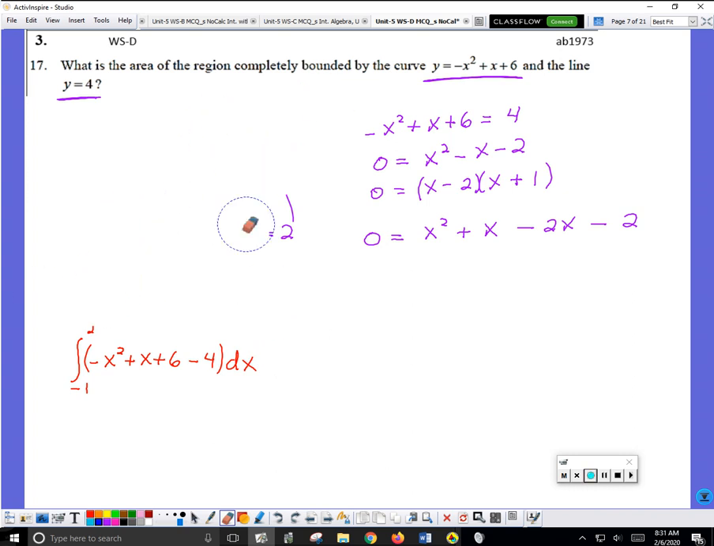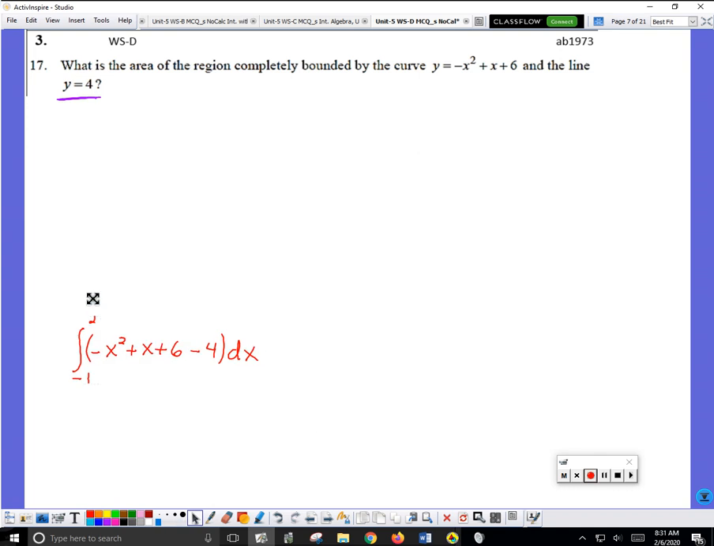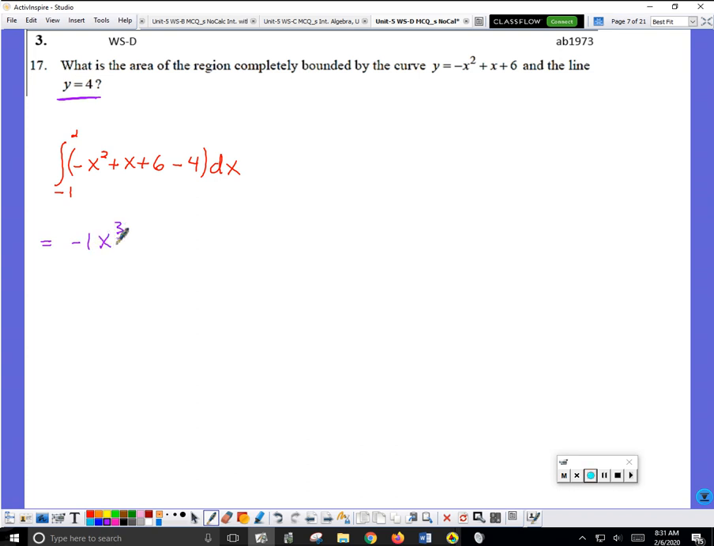So, to solve this problem, I would put those two together. I can use a rule. The antiderivative of -x squared is going to be -1 multiplied by x cubed over 3. This will become the antiderivative of x, which is x squared over 2. The antiderivative of 2 is 2x. You must have parentheses to indicate that the bar applies to all of it.